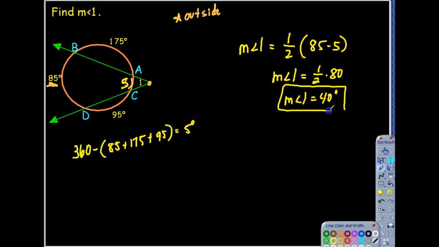So notice those last 2 weren't really specific quadratics or systems. It was just using the pieces that they give us and finding missing pieces based on the stuff that they're given. So be prepared to do that tomorrow.